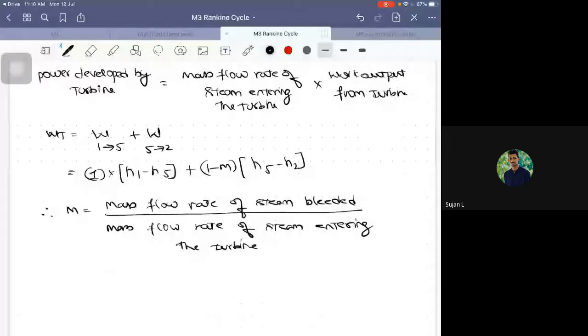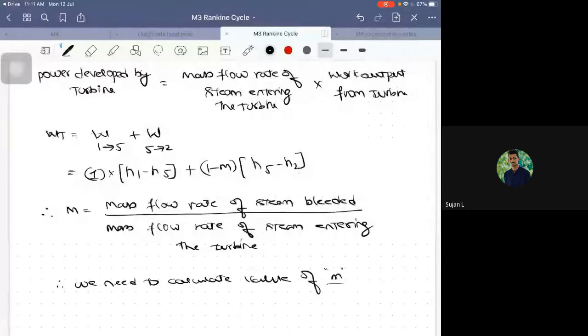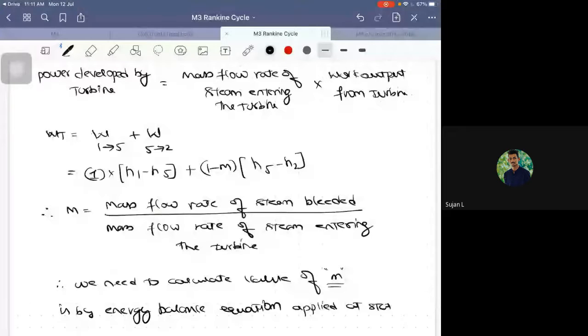So therefore we need to calculate the value of m. If I calculate m, I will be in a position to calculate the turbine work output. That is the overall idea. So how do I calculate m? By the energy balance equation applied at state 6. If you have learned the concepts taught in today's class, please apply the energy balance equation at state 6 and get me the value of m by the next class. Is that clear?